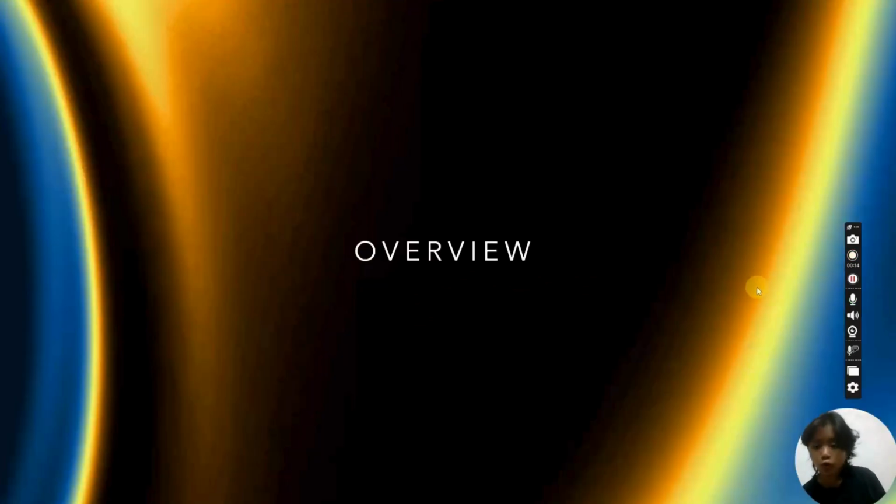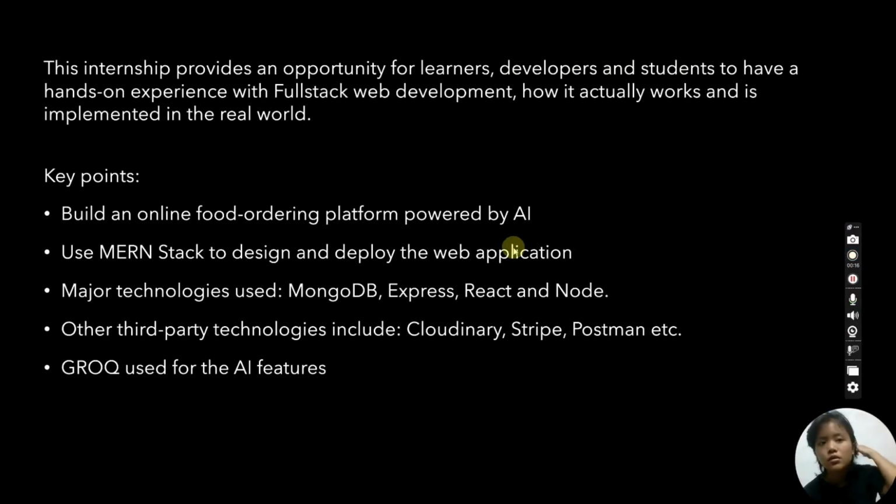Moving forward to the overview, so what are the key points of this particular internship? What we actually did was we built an online food ordering platform powered by AI, with AI features. We used the MERN stack as the major technology. Then we had other third-party technologies, which included Cloudinary, Stripe, and Postman.